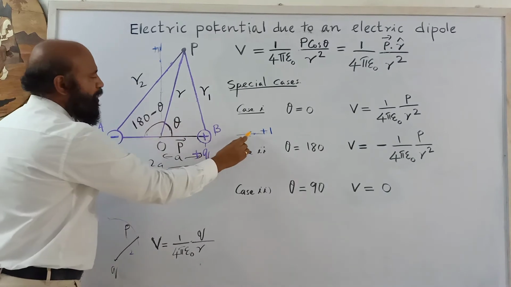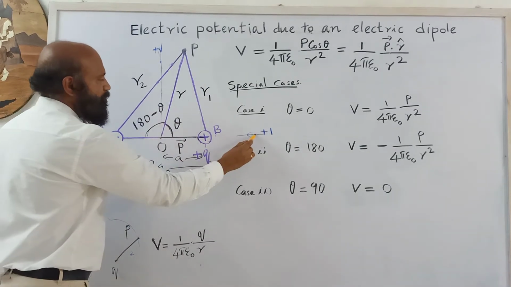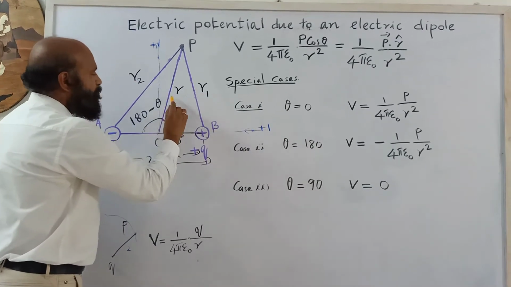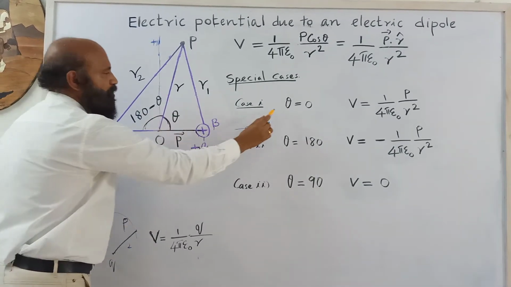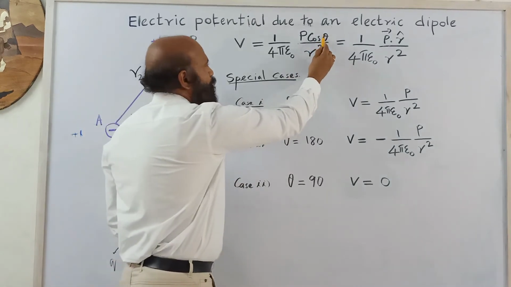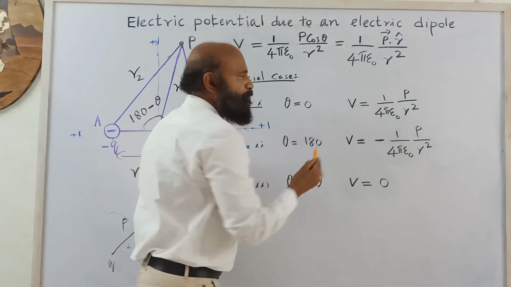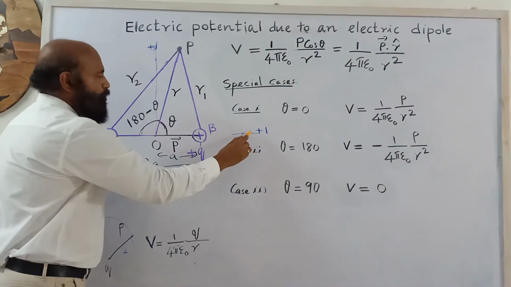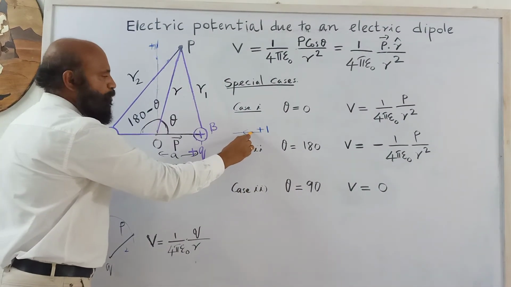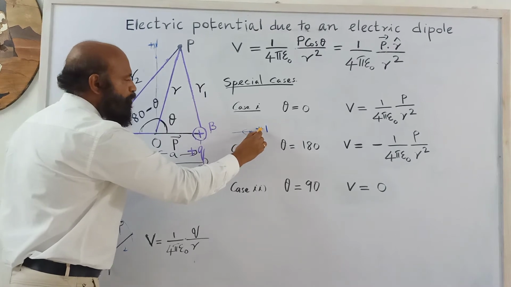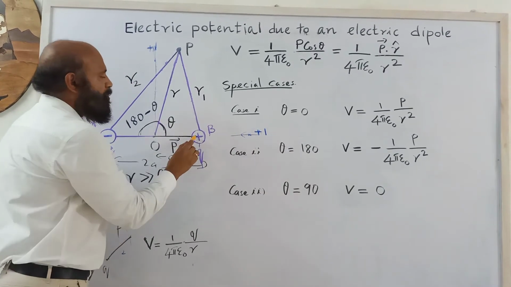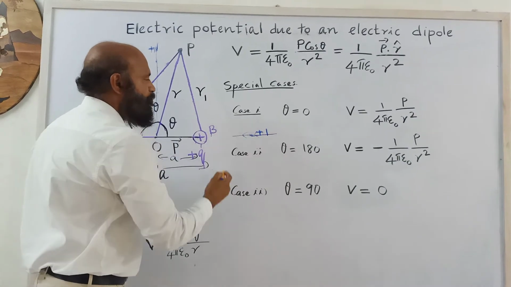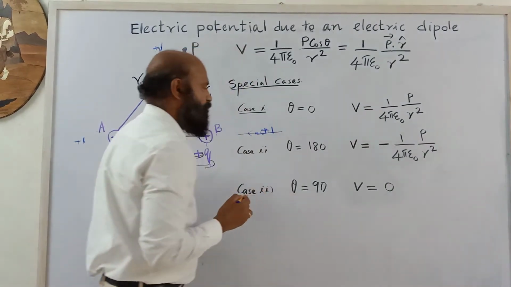Suppose the point is on the axial line on the side of the positive charge. Theta will be 0. If the point is here, this line will make a theta with this direction. So theta is 0. Cos 0 is 1. So V is equal to 1 by 4 pi epsilon 0 P by r square. If the point is on the axial line on the side of the positive charge, when you try to bring a unit positive charge, this positive will repel. So we have to do work.